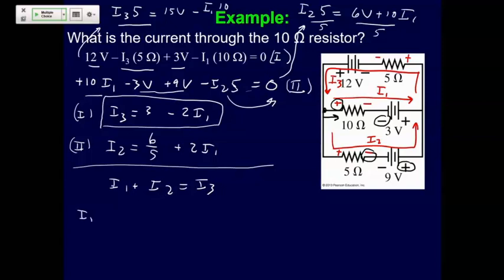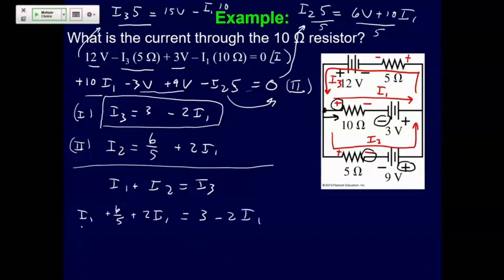For I2, I plug in this guy, so it's plus 6/5 plus 2I1. So my I2 is now replaced with a function of I1, and my I3 would be 3 minus 2I1.